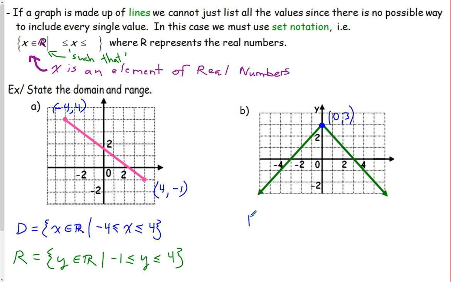So for my domain, it's actually going to be pretty easy to write my domain. I'm going to say my domain could be anything. X is an element of real numbers, meaning my x value could be anything. Any real number.